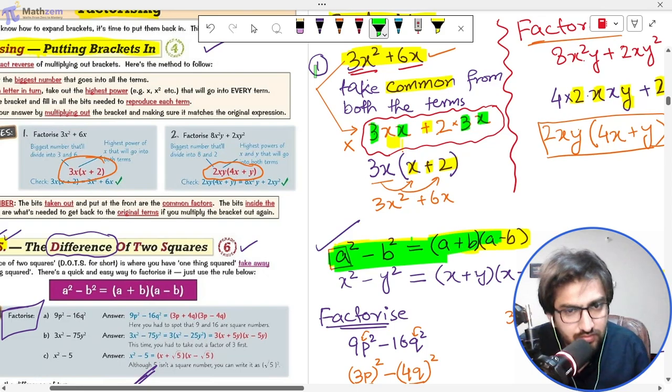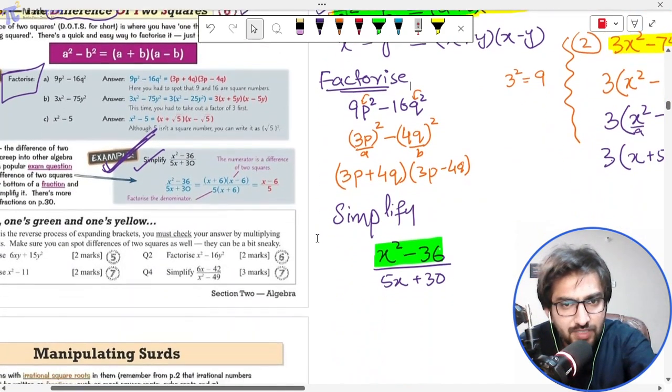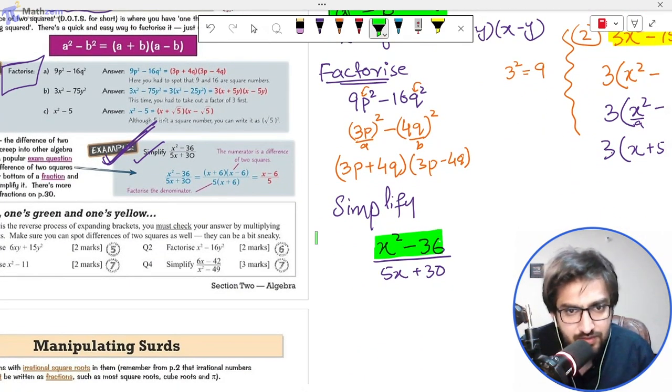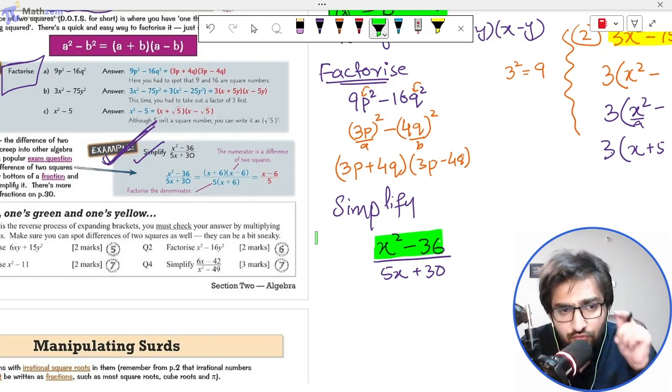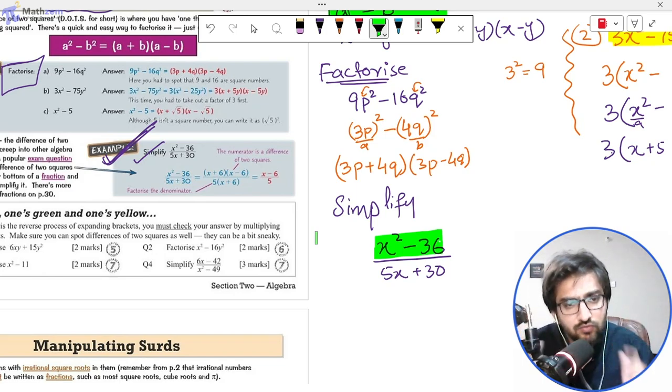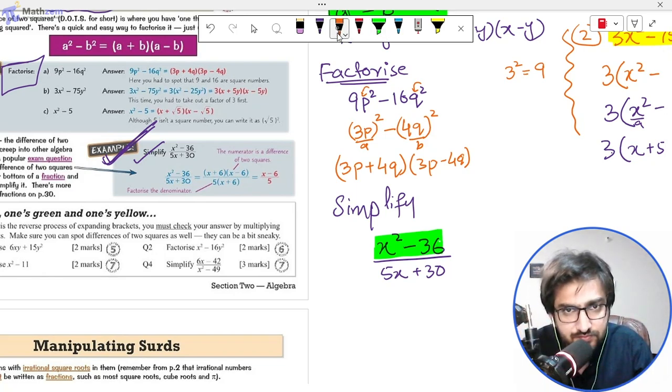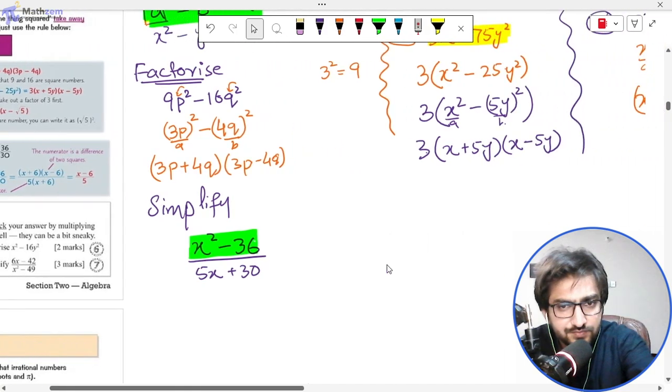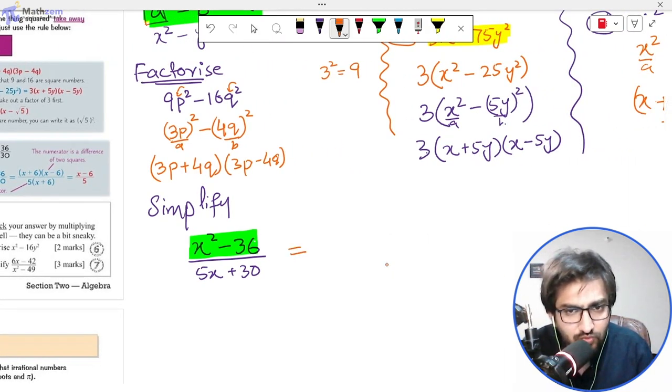And if you see the denominator, that is 5x plus 30. From here we cannot make a square because a square does not exist with the first one. So we can take common from the denominator. So now let's solve it. x square is okay. In place of 36, I can write 6 square, okay? And remember there is minus in between, so then you can apply the formula. So x square minus 6 square.